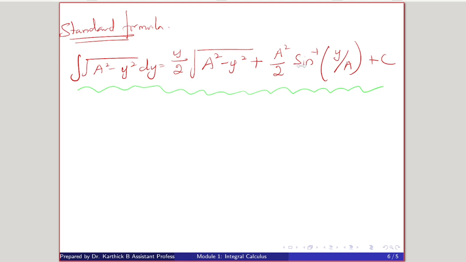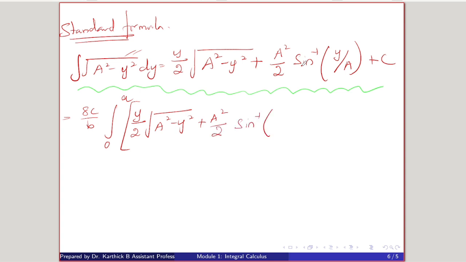So it becomes 8c by b, then here the limit is 0 to a, then I may use this formula here. It becomes y by 2 square root of a square minus y square plus a square by 2 sine inverse of y by a. Then I have to apply the limit here, dx.